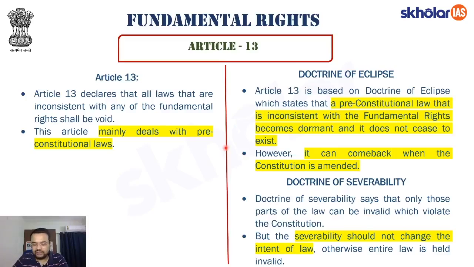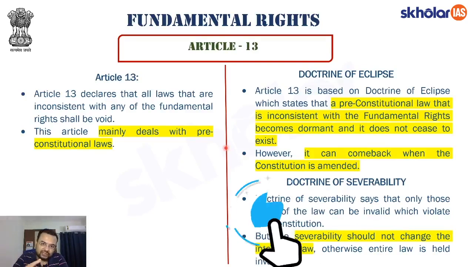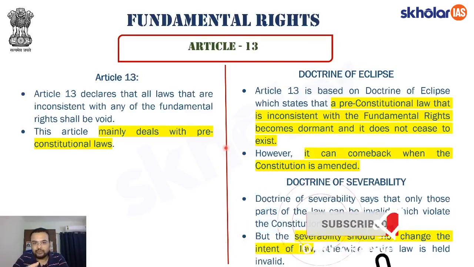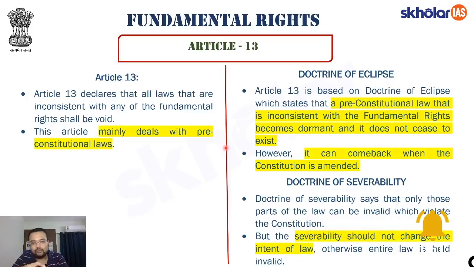Essentially, what we are trying to say is that there is something called doctrine of eclipse. What it means is that every law that was made before the constitution, that law will become dormant because it is in violation of fundamental rights. By dormant, what we mean is it's not that it has been removed from the Indian Penal Code or CRPC or anywhere. It's just that it will not be implemented anymore. It cannot be implemented anymore.